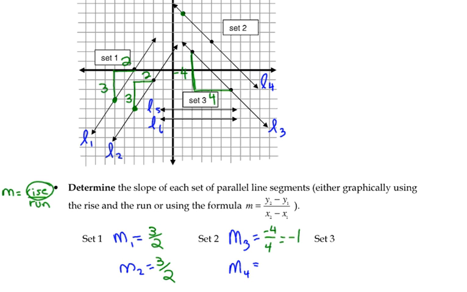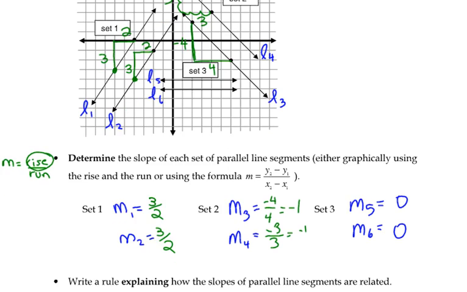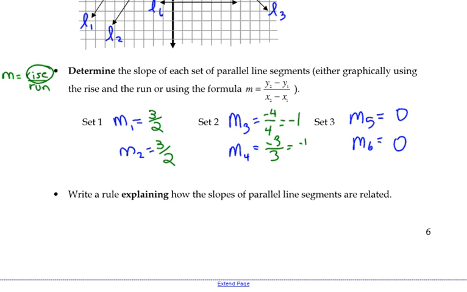Okay, line 4. We start at the point on the left-hand side, and we're going to go 1, 2, down 3. So negative 3, and then right 3. So rise over run, negative 3 over 3, which equals negative 1. In the last set, line 5 and line 6, slope 5, slope 6. What is the slope of horizontal lines? 0. So horizontal lines have a slope of 0.